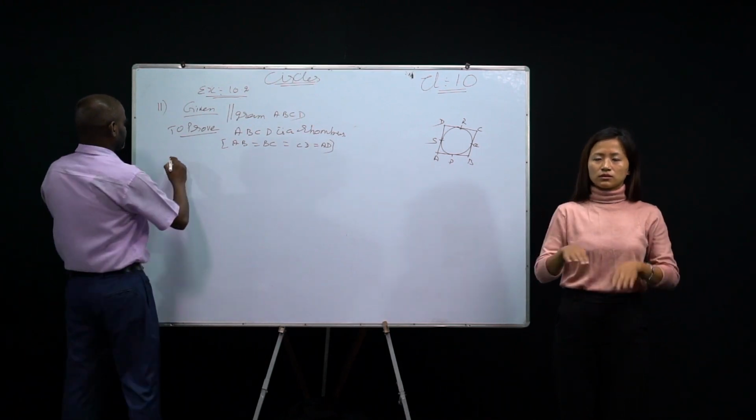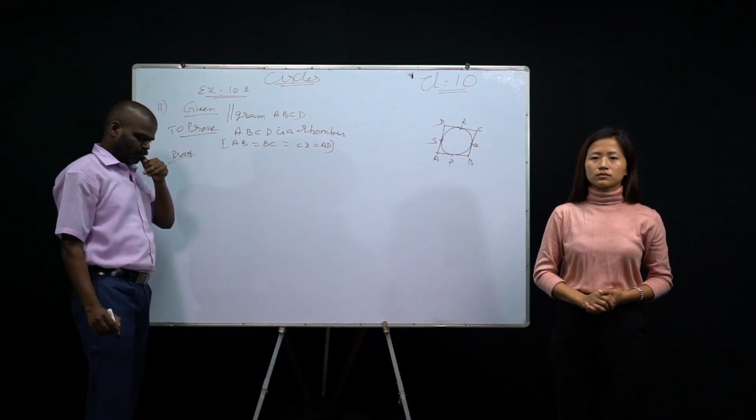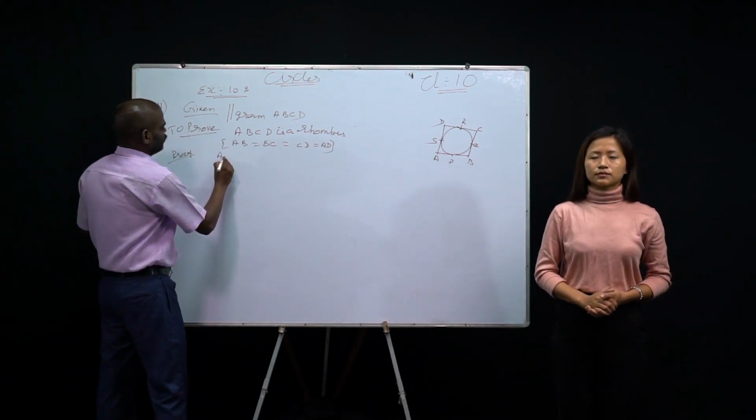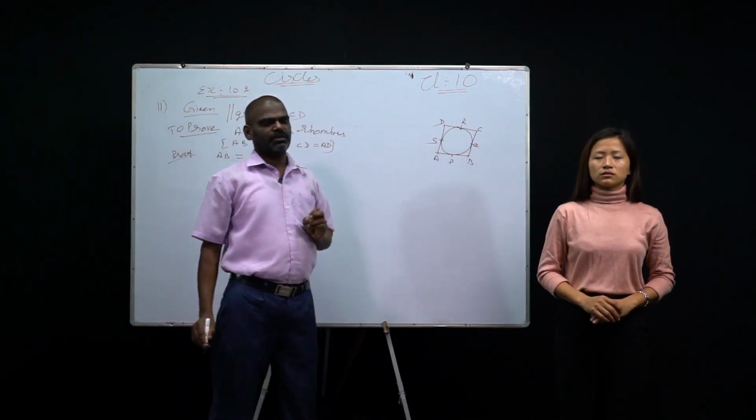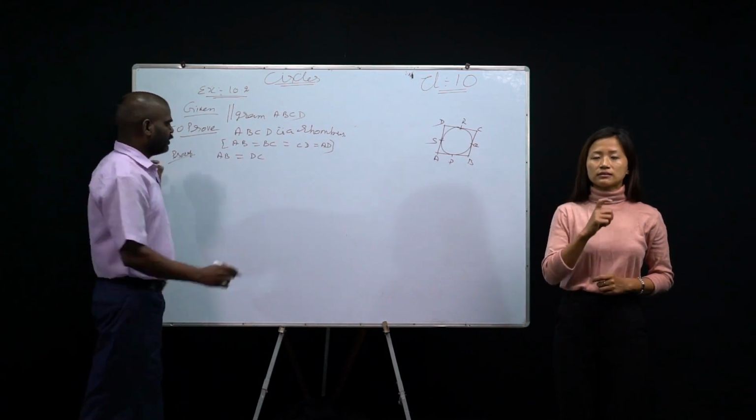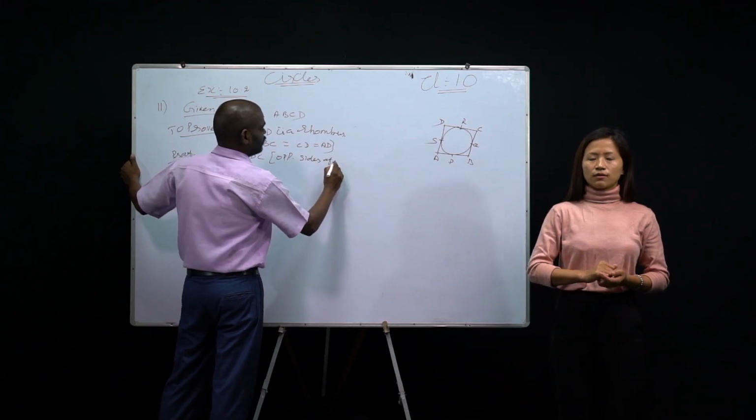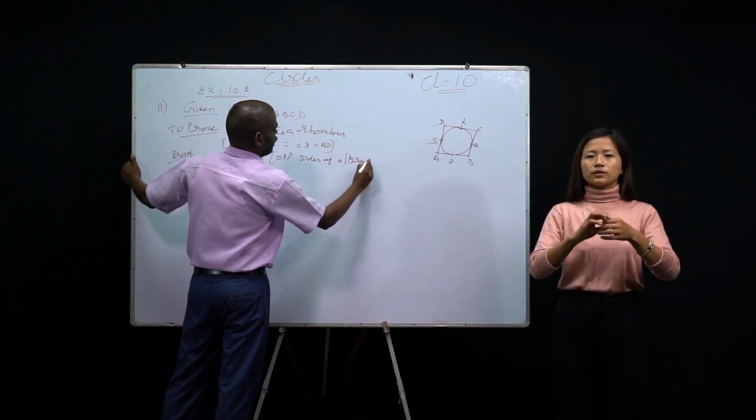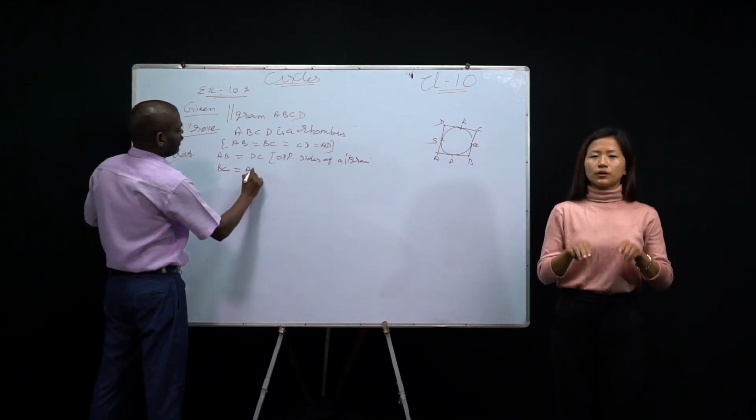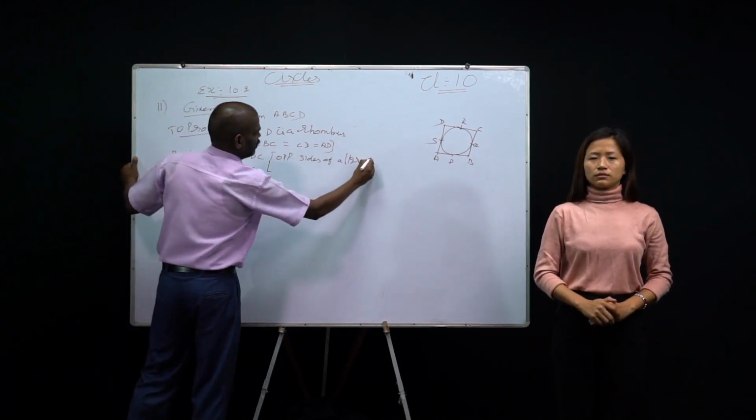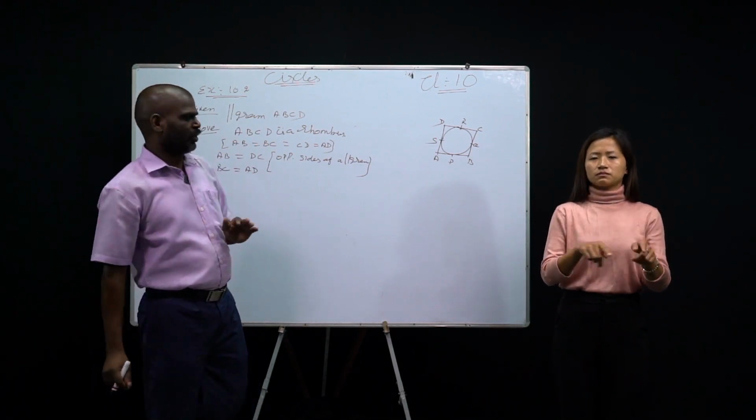How to prove? AB equal to DC. Tell me what is the reason? Yes. Opposite sides of a parallelogram. What about BC? BC equal to AD. Right? Opposite sides of a parallelogram. Okay, now come.